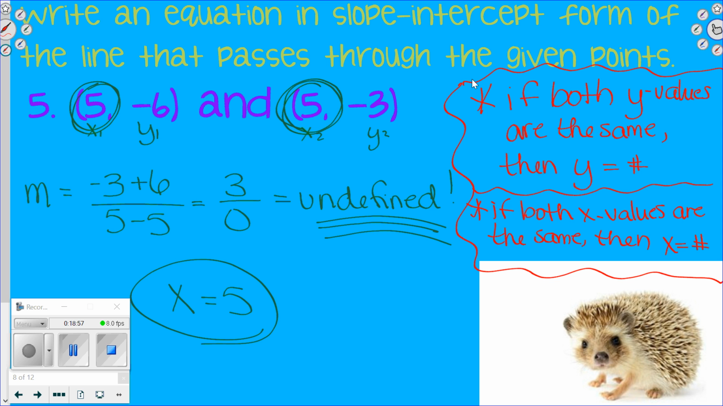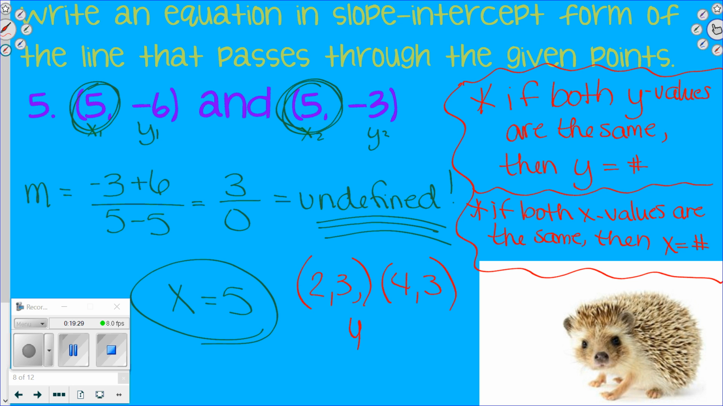On a test, if you recognize, hey, look, my y's are both the exact same. Now, if one's plus, one's minus, they're not the same. But if they are exactly the same, y equals whatever that number is. If I'm looking at two ordered pairs, look, the x's are exactly the same. X equals that number, I'm done. Those should be the easy ones. We should like those. Okay? So again, let's throw another one at you. If I gave you (2, 3) and (4, 3), what's the equation for that line?